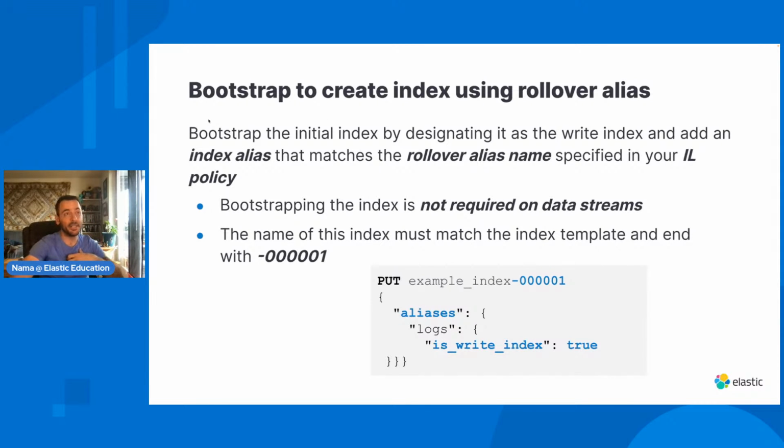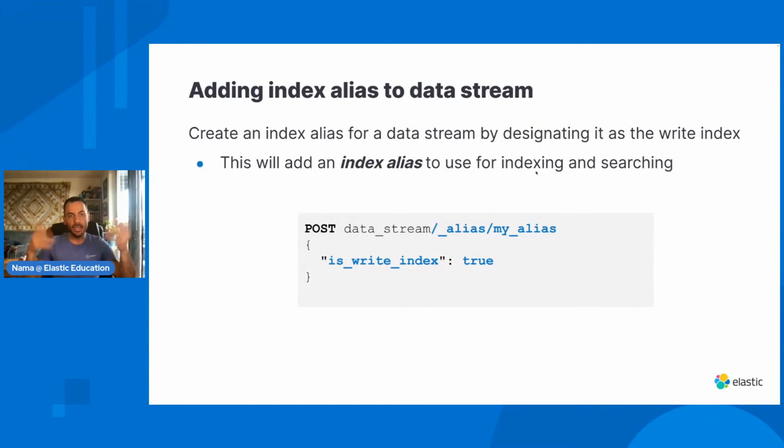If we want to add an alias to the data stream, we can do that as well. Okay. So instead of just communicating and sending data to the data stream name, we can actually use an alias, come up with whatever it is. We just have to tell the alias that we're indexing to the data stream, okay, instead of the rollover alias.